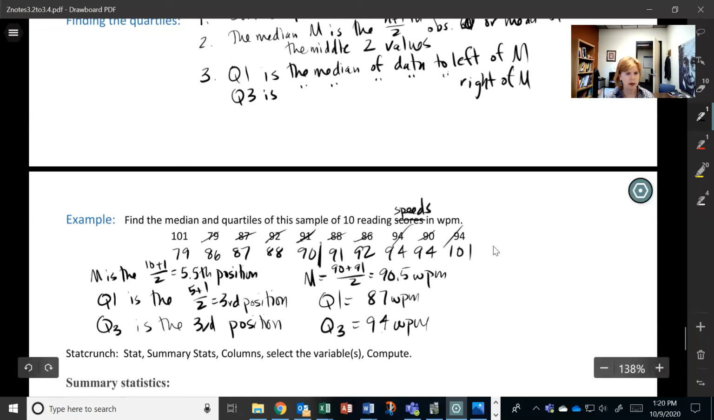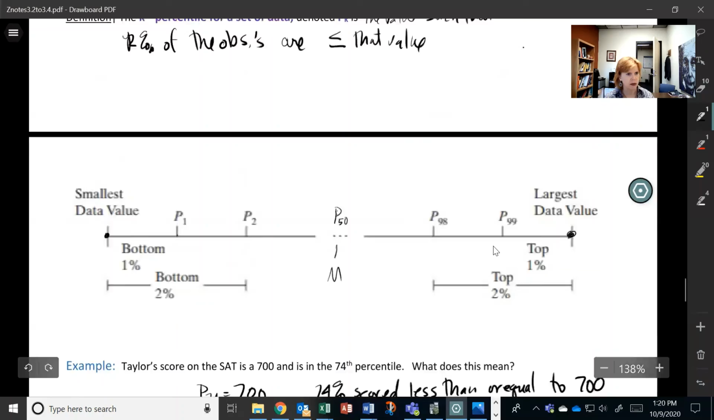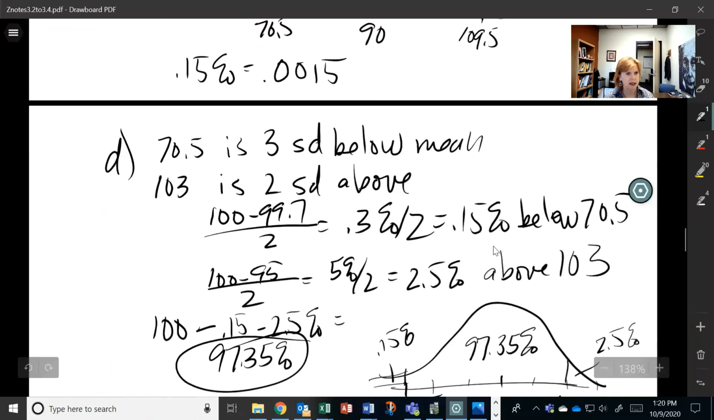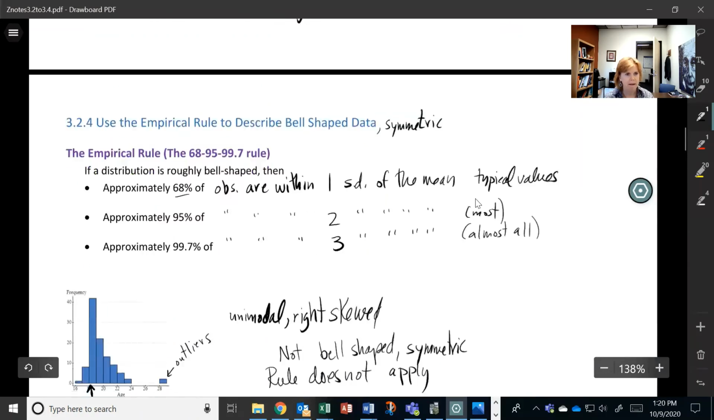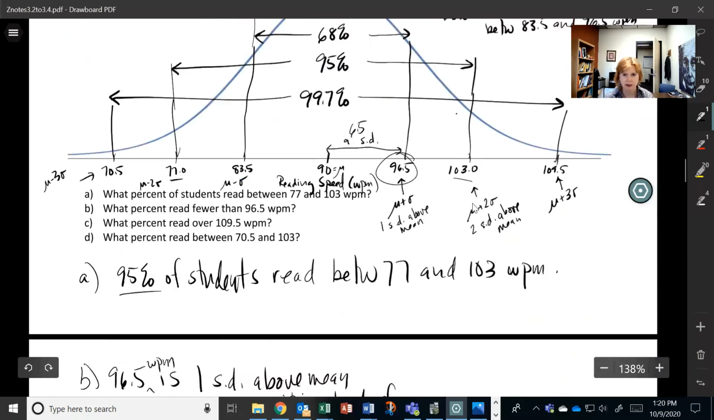And again, when we were looking at these, when we calculated statistics, oh, I'm going way up here, aren't I? Let's forget that.